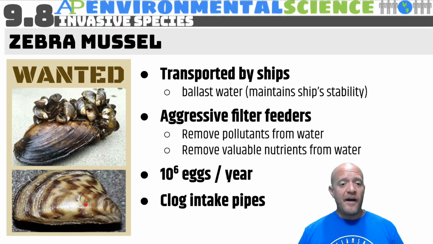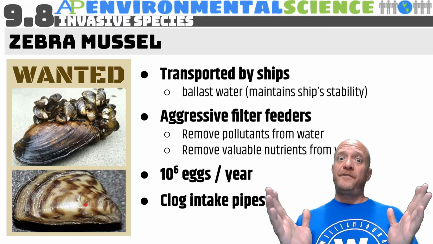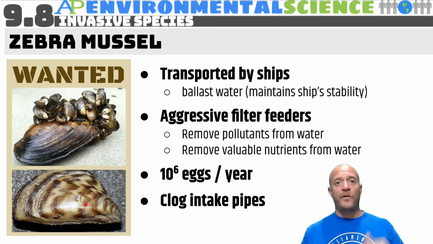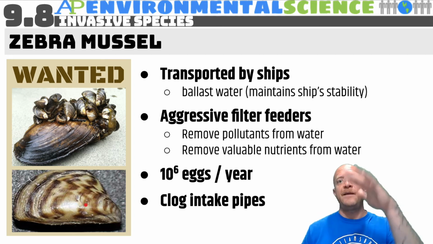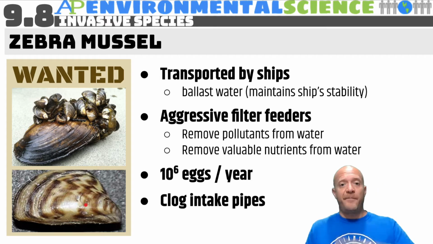Zebra mussels are a big problem here in New York. They were originally transported in ships in their ballast water. The ballast water is to make sure that a cargo ship, which has cargo on it that weighs it down, stays stable. But when you drop off all that cargo, the ship is not as heavy, it's a little more buoyant, so it'll float up. So they have this ballast water that keeps them at the same mass, so they have the same buoyancy, so they're not just floating up and down.